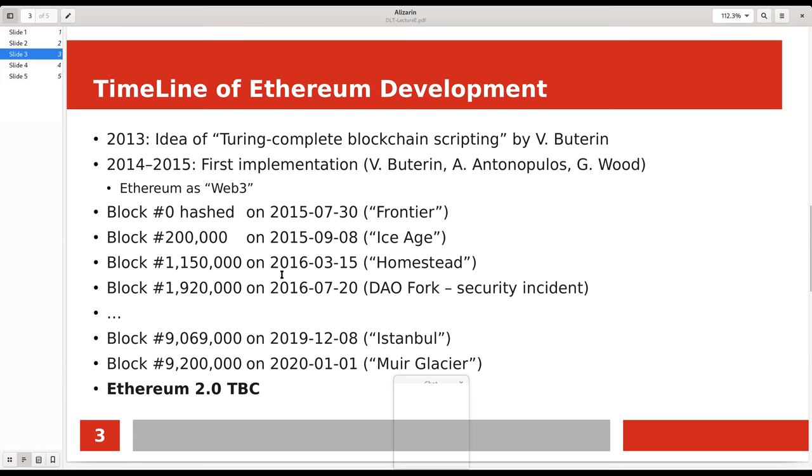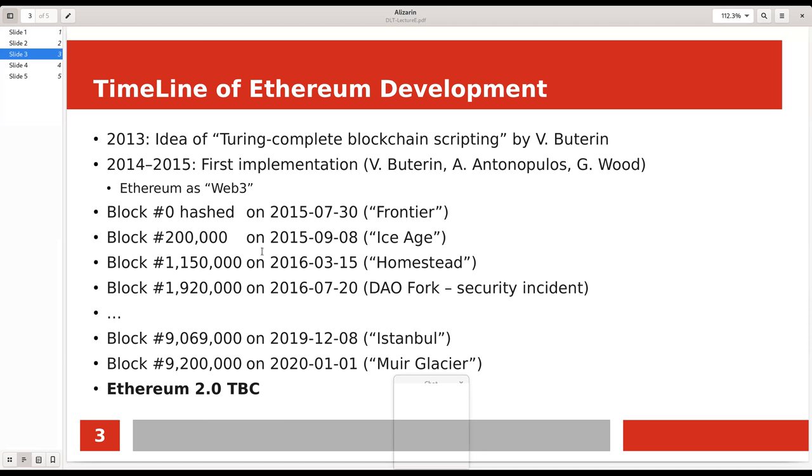So, a brief history of Ethereum development. In the fall of 2013, the idea of Turing complete blockchain scripting was proposed by Vitalik Buterin. At that time, it was only an idea. Implementation took a year and a half, from early 2014 to mid 2015, and it couldn't be accomplished single-handedly. It required a consortium to be established, with the most prominent figures being Buterin himself, Andreas Antonopoulos, and Gavin Wood, a computer scientist from the UK.